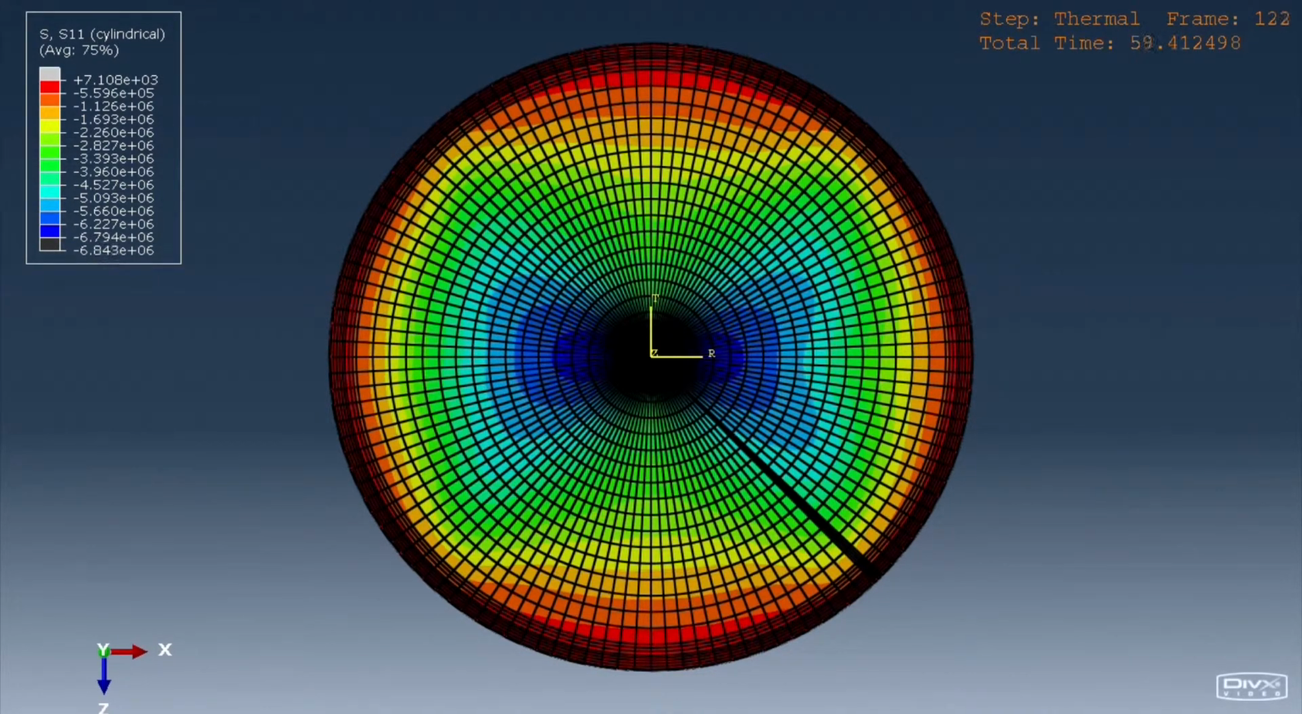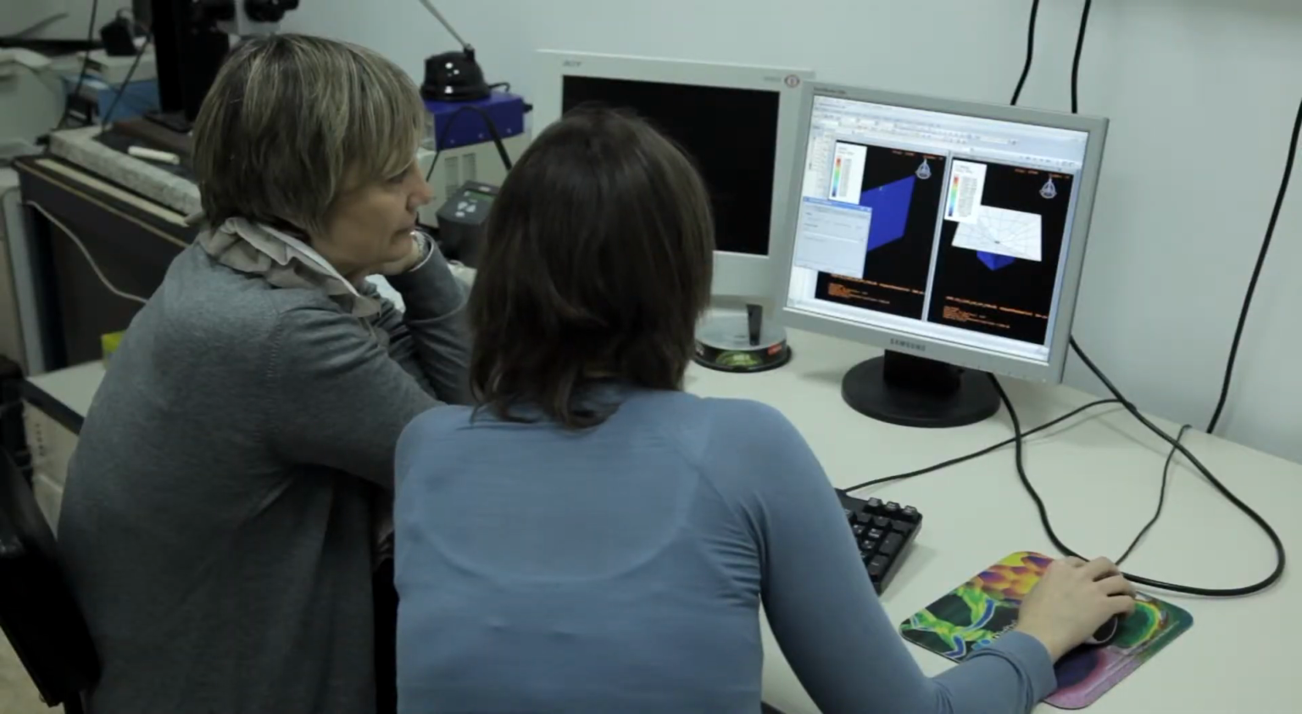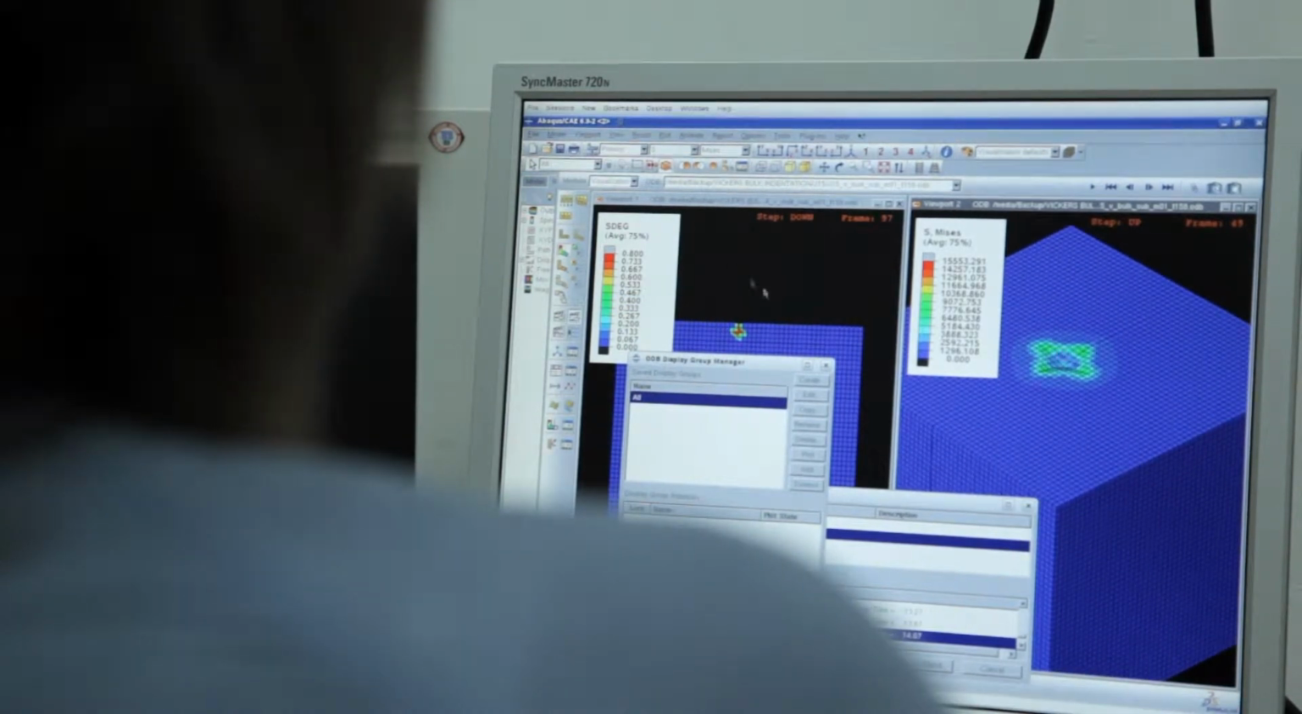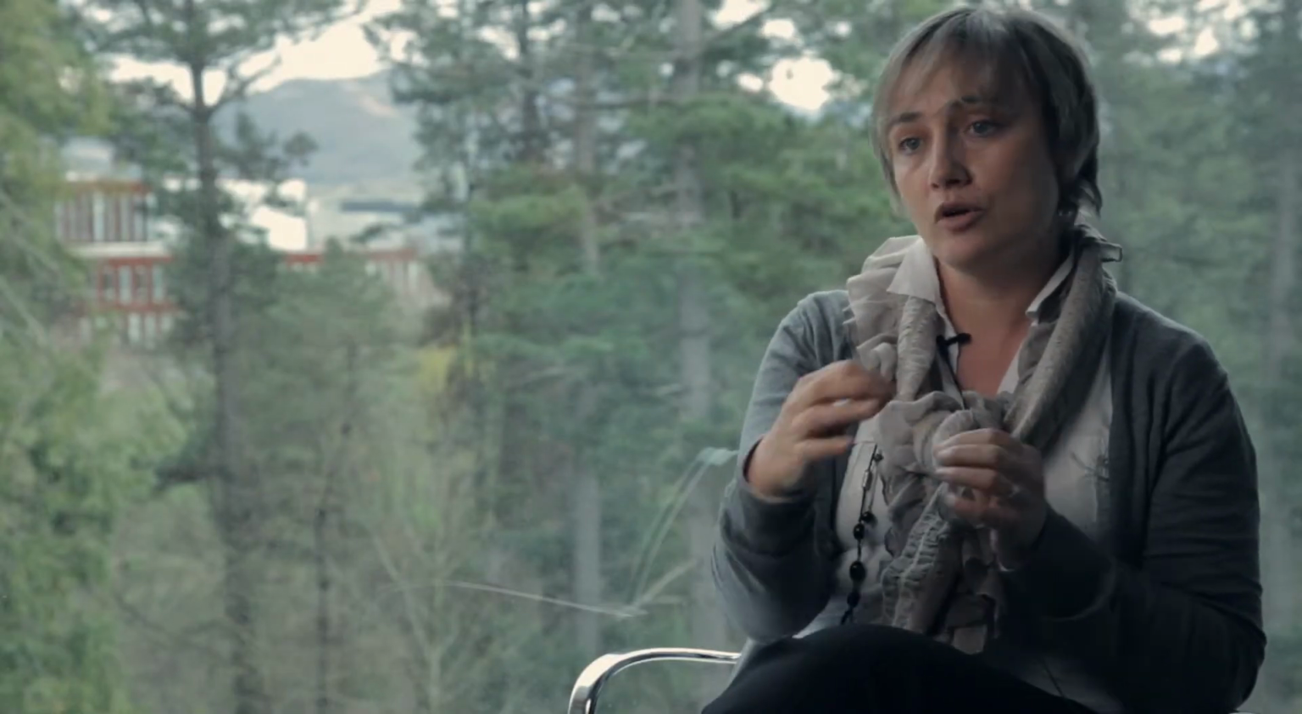So from these temperatures, we could calculate the forces that appear within the wafer during the heat treatment. And we can see whether a defect, a crack, will grow or not during the treatment. So like this, we are able to predict fracture. But we have to be careful because we always have to check models against experiments.